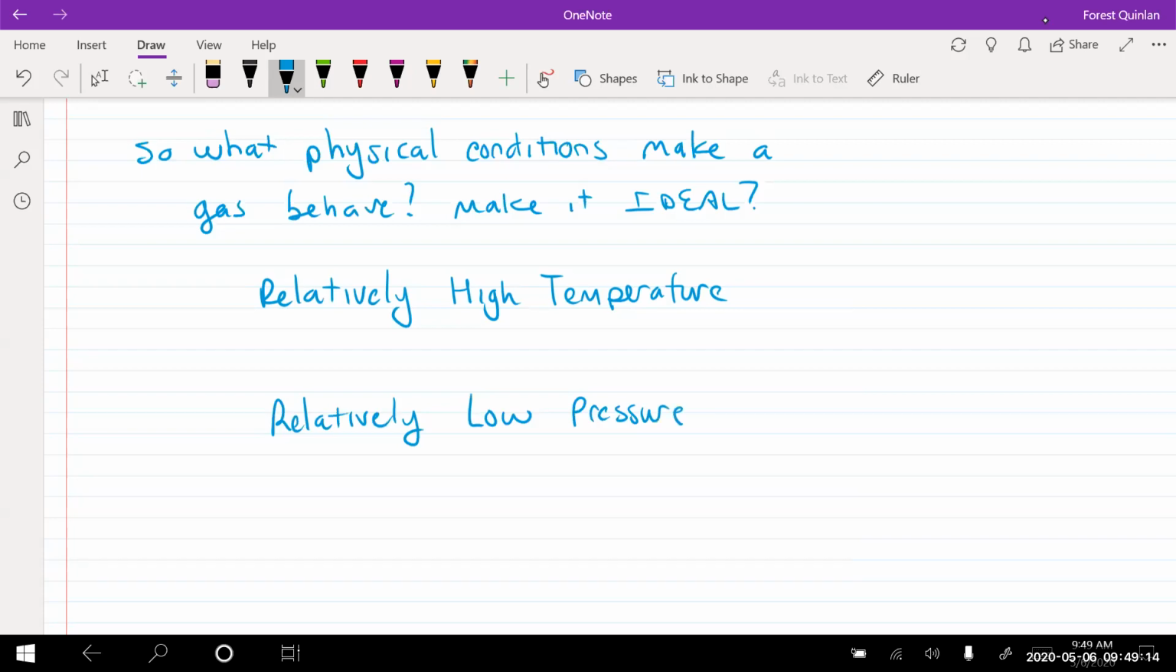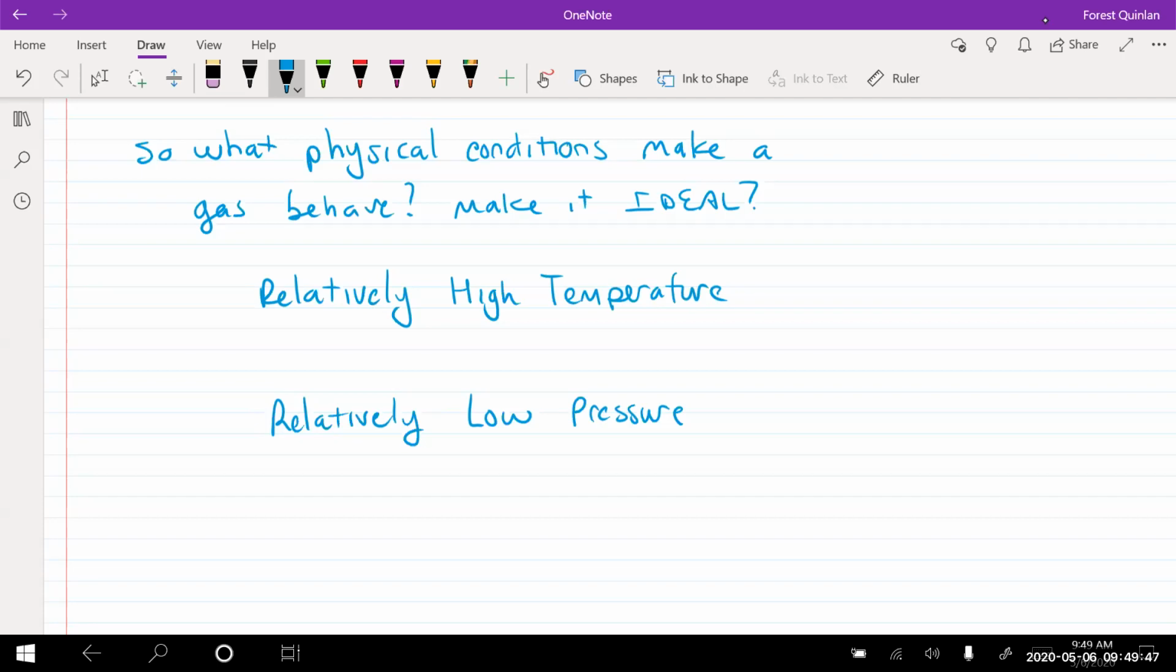Now the temperature thing is probably a little more intuitive. The hotter you get a gas, the more you let it move around, the more you let it do whatever it wants to do. If you continue to cool and cool a gas, and you make it slower and slower, eventually it will condense. We know that from water vapor. You get that hot, humid air, it hits a cold surface, slows down, sticks, right?